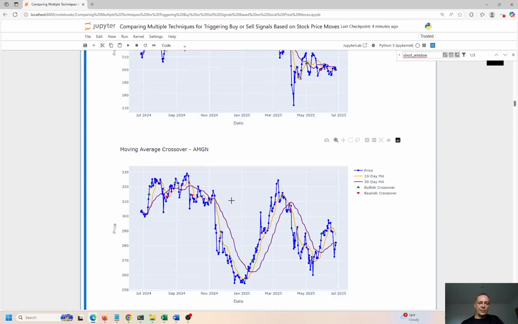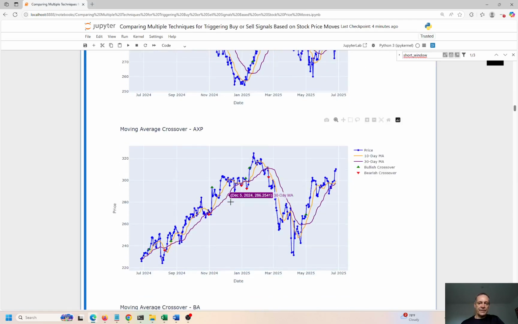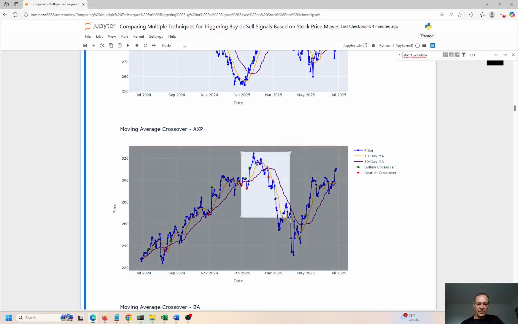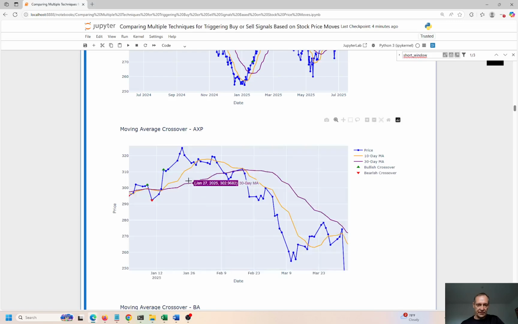So moving average for Apple, Amgen, AXP, and you can see here, when you zoom in, green triangle means buy, red means sell. So here's a buy signal right here. There's a buy. This is actually a buy, but it goes down, so it's not always correct. This is a sell, but it's going up. Here's a buy going up. Here's a sell going down. So that's correct. And let me zoom out.